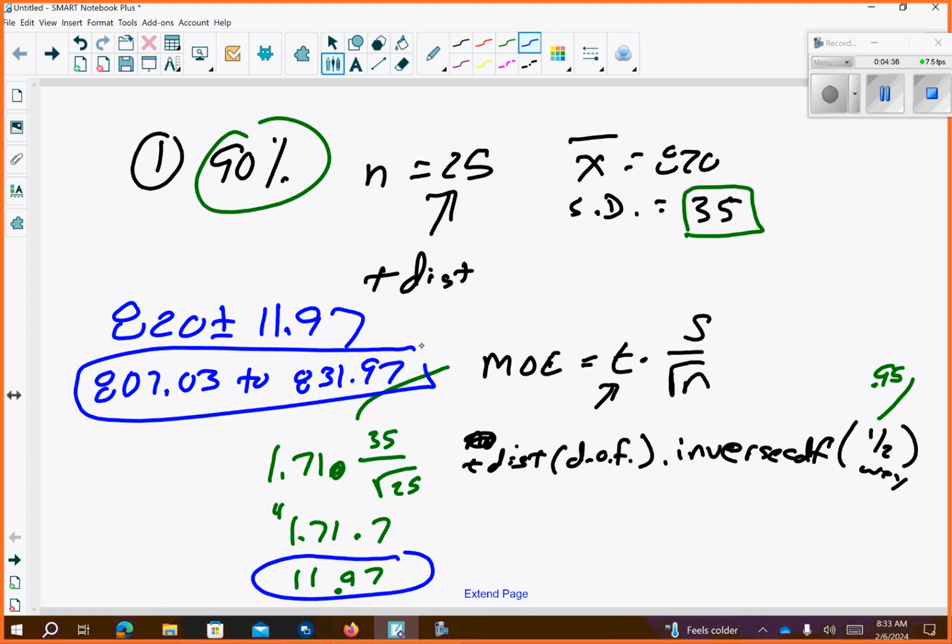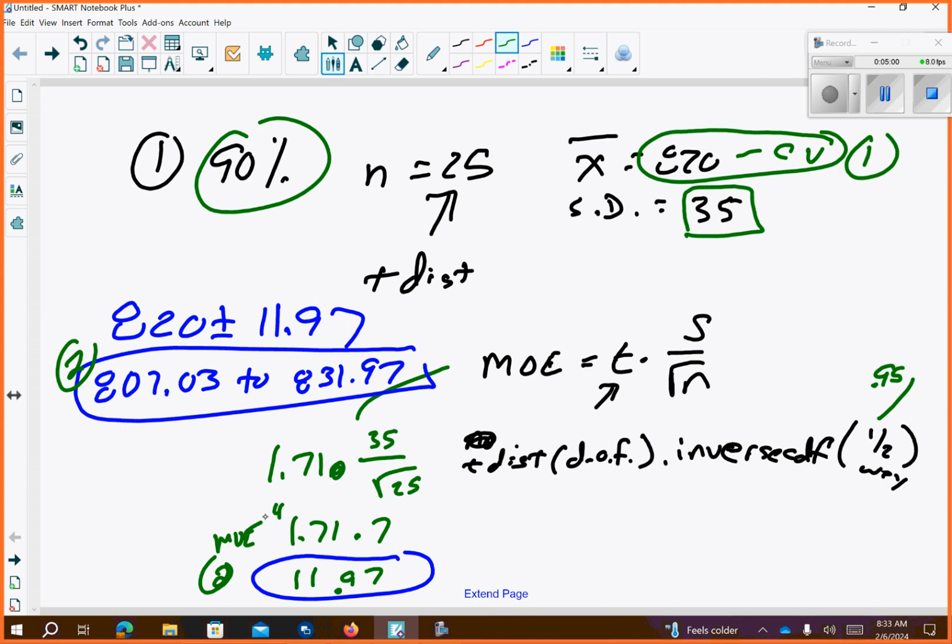Okay, so let's see if we have everything here. The critical value, this is our critical value. So that's the answer to 1. Calculate the margin of error. Margin of error is right here. Calculate the confidence interval. Or actually, this is our margin of error here, MOE. And then this will be number 3. That's our interval. And then interpret the meaning of this.